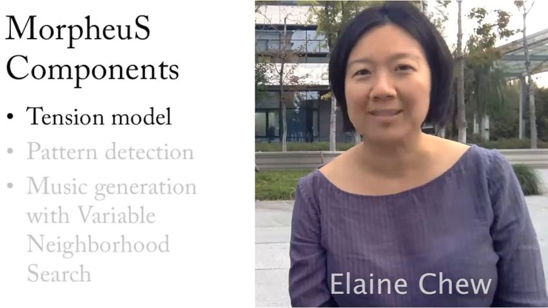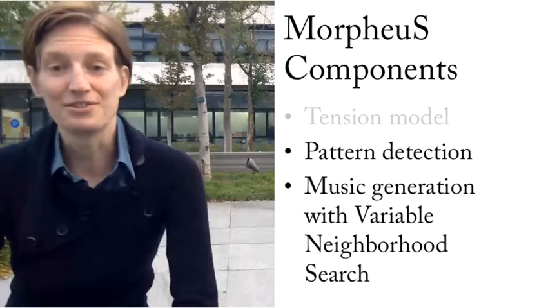MorpheuS consists of several parts. The first is the tension model. Then there's the pattern detection and music generation that uses a variable neighborhood search algorithm.